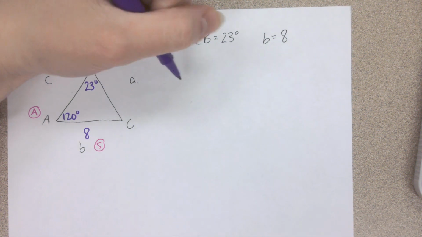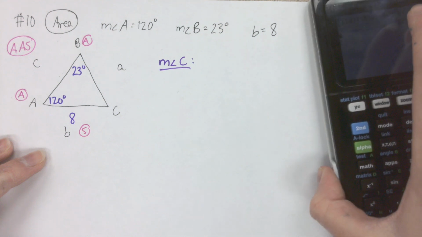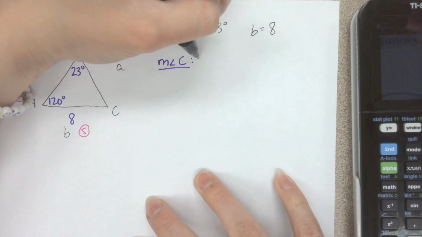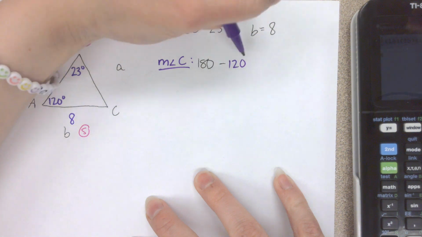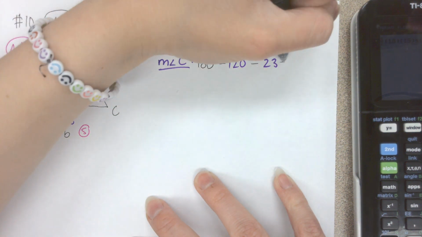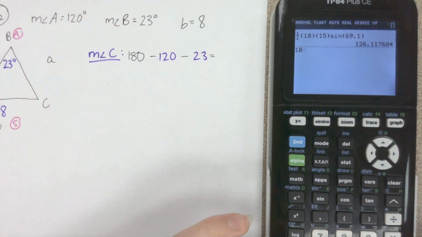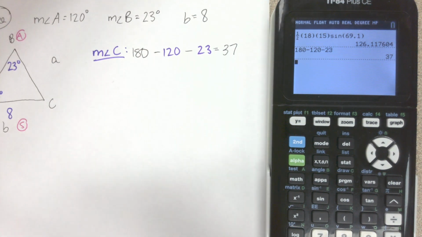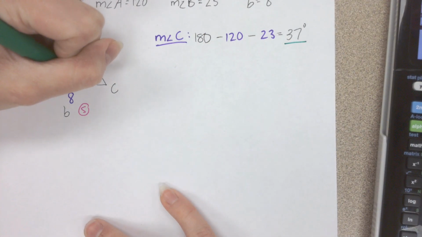First, let's find angle C. And actually, that will get me where I was wanting to go anyway. 180 minus 120, 23. 37. Okay.